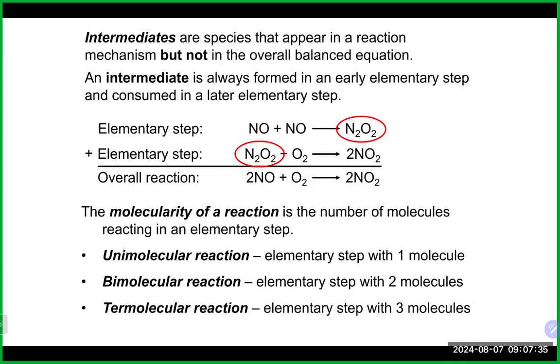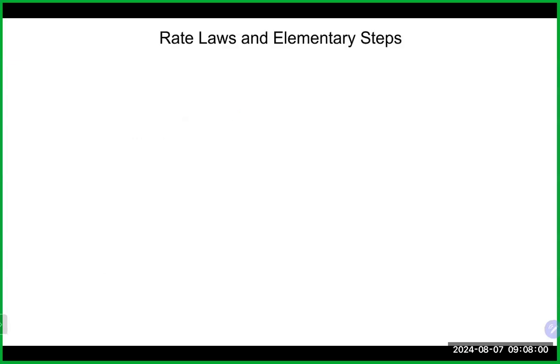When we look at these individual steps, these elementary steps, they can be classified by their molecularity. A unimolecular reaction means that there's only one thing reacting. Bimolecular means there's two, and termolecular means there's three. Each of these would be considered a bimolecular elementary step, as they both have two things reacting in these individual steps.